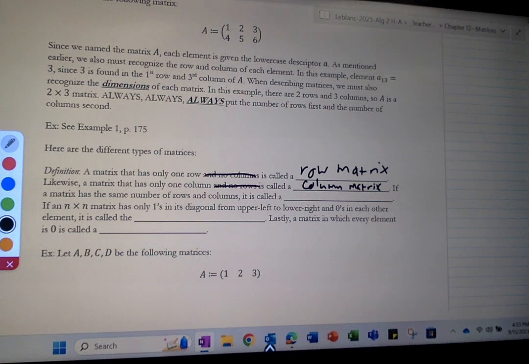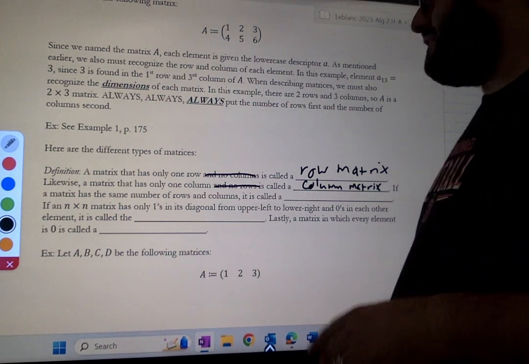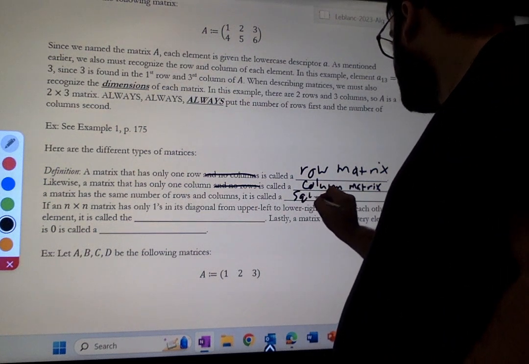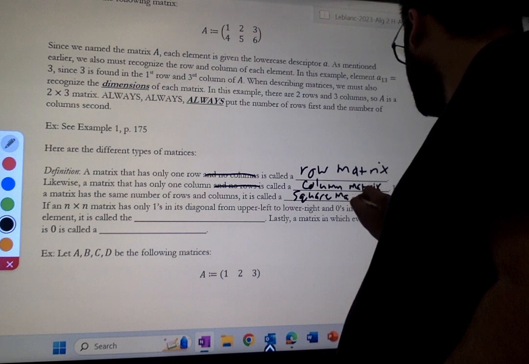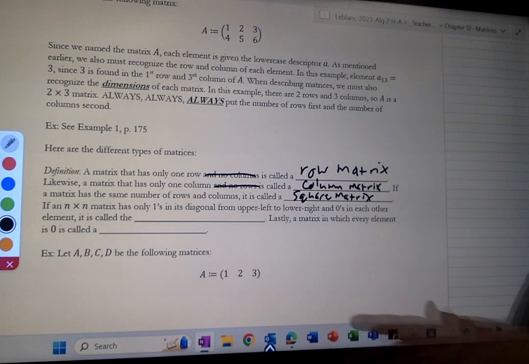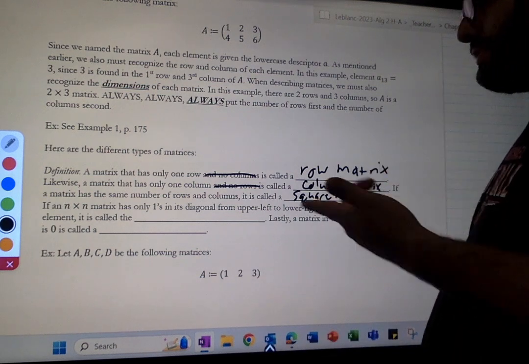All right. Now, what if you have the same number of rows that you do columns? If a matrix has the same number of rows and columns, it's called a square matrix. So like 1 by 1, 2 by 2, 3 by 3. Those are the kind of things that are square. The number of rows has to match the number of columns.